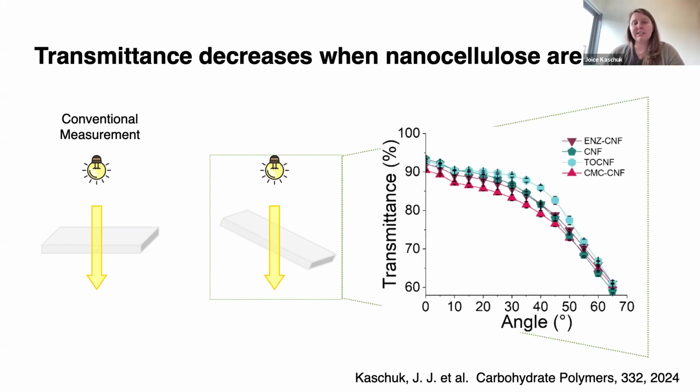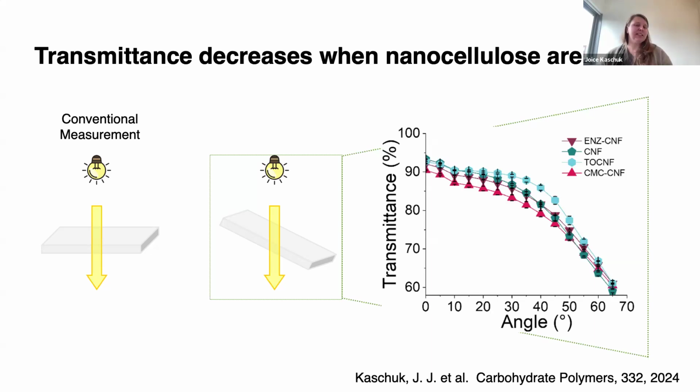What we noticed is that when we reach angles higher than 30 degrees, the transmittance of these films drops very fast. The reason is that there's more reflection than scattering inside of the light. So this is something that needs to be considered when you're using this as a substrate.